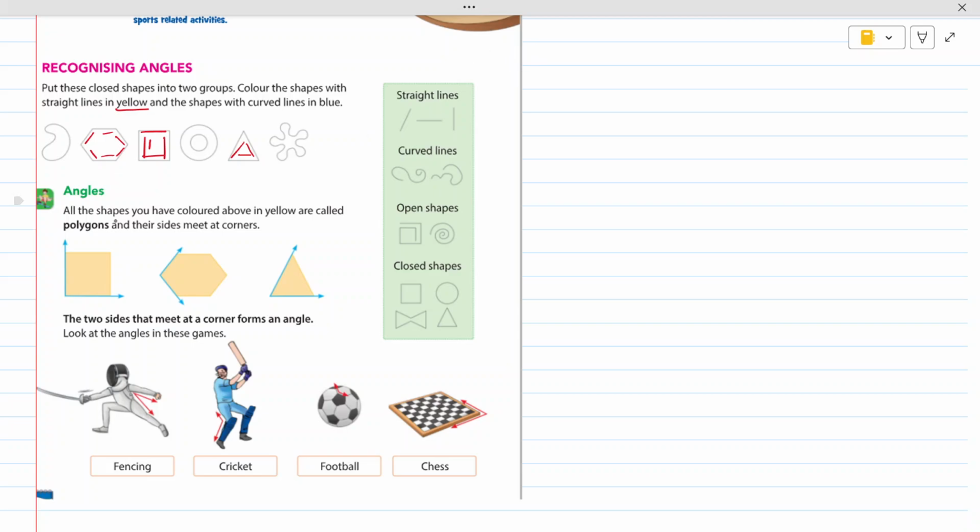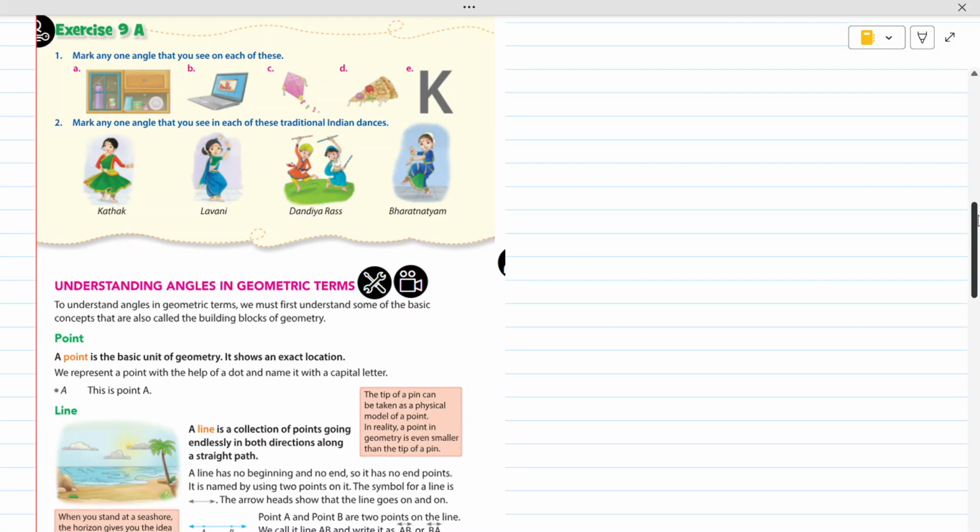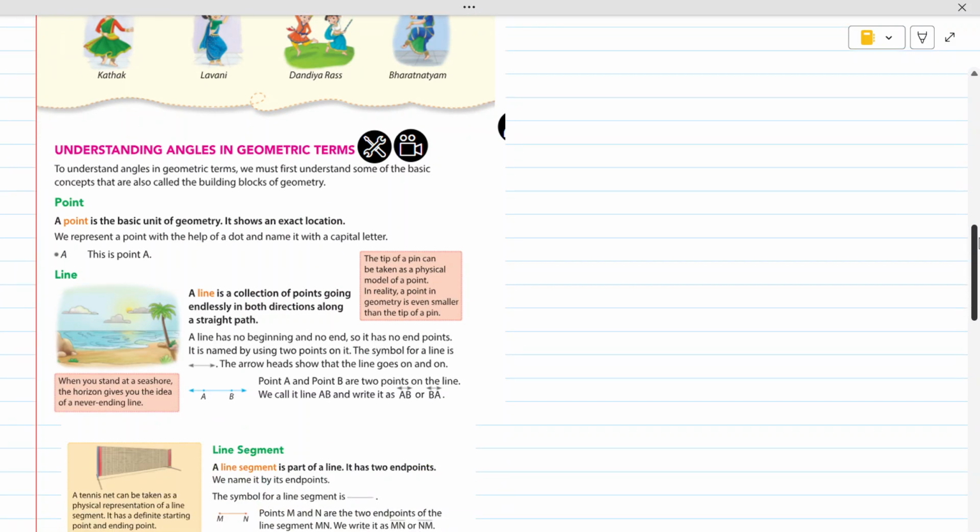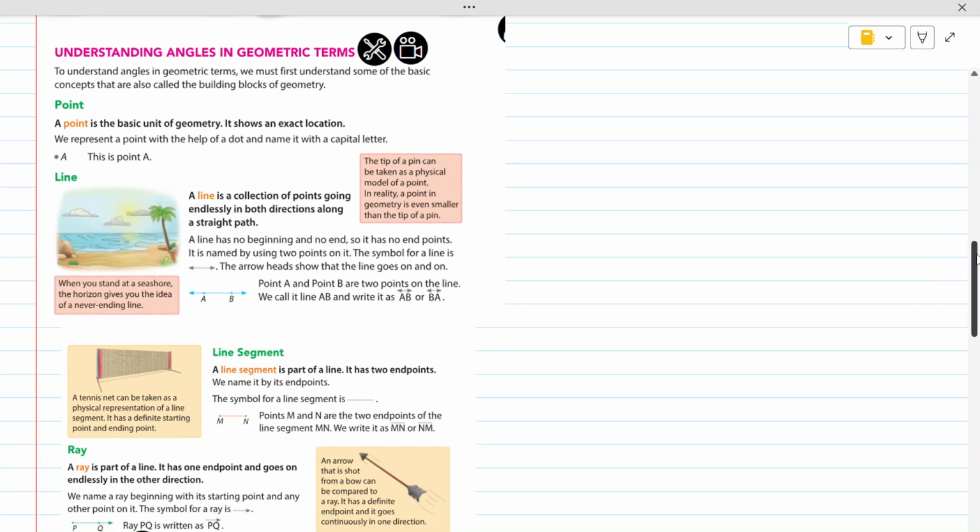Now, what we have next is angles. So, kids, before we learn what angles are, I want you to learn certain things first. That way, you will be able to understand angles much better. Okay, so I'm going to start with the point. What is a point? A point is a basic unit of geometry. It is represented by a dot. This is a point, and this point helps us locate a particular location. It shows us the exact location.